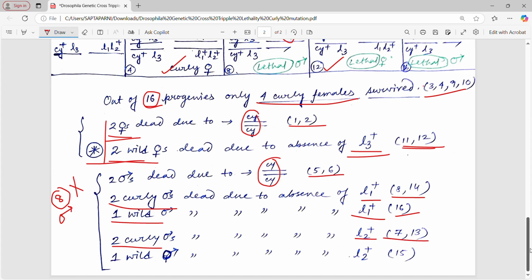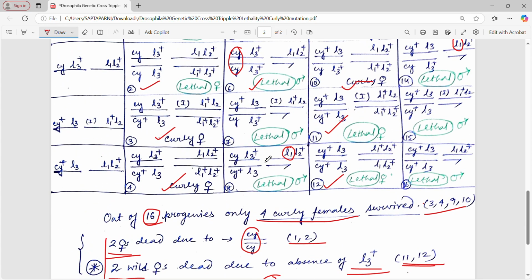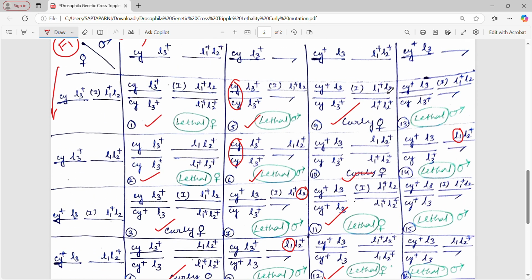Let's see here, where are box 7 and 13? Here you can see as it has CYCY plus, if it survived, it could have the curly phenotype, but it is dead due to absence of the L2 plus allele. And in box 13, let's see, the same thing: if it survived, it could be a curly male, but it is dead due to absence of the L2 plus allele.